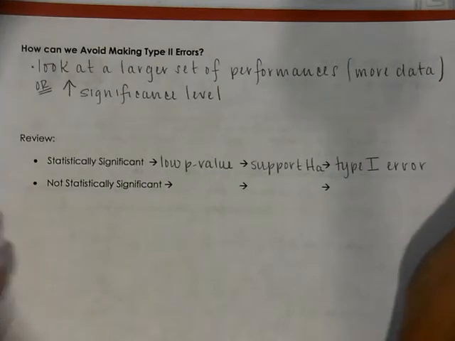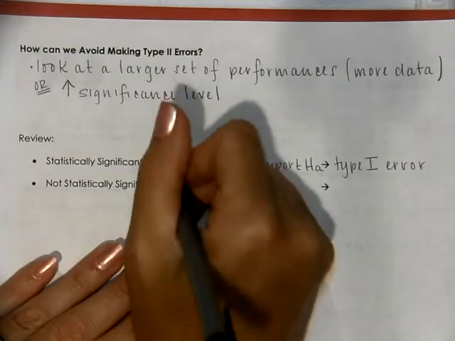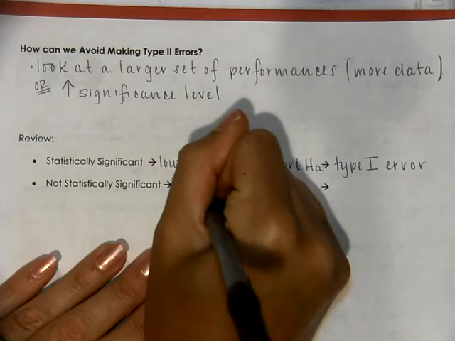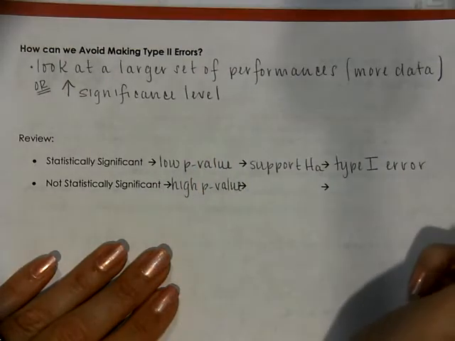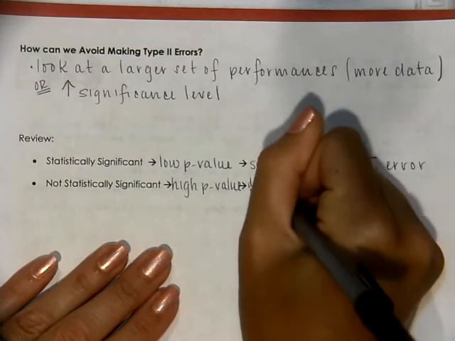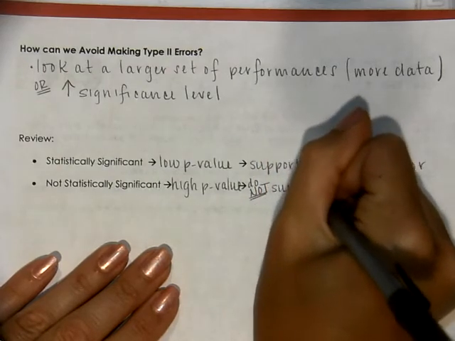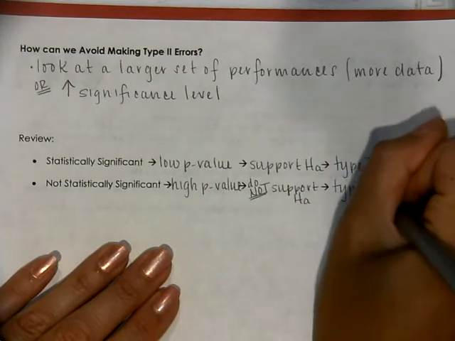It doesn't mean we necessarily made error. A lot of times we're hoping we're correct, so no error was made. But we run the risk of potentially making type 1 error, since type 1 error is supporting HA when in fact H0 is true. So now, if results are not statistically significant, that means we had a high p-value. Therefore, we do not support HA. And we run the risk of making type 2 error.